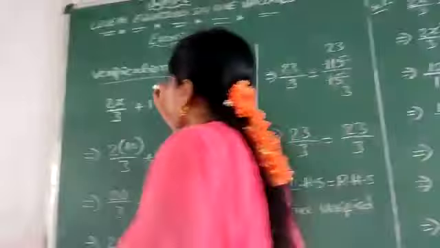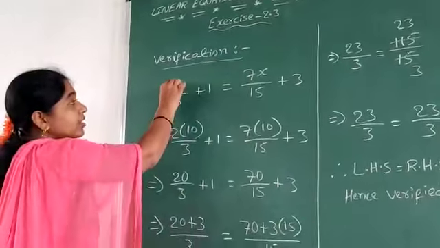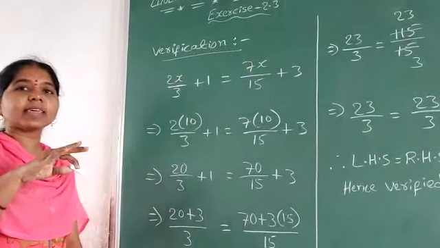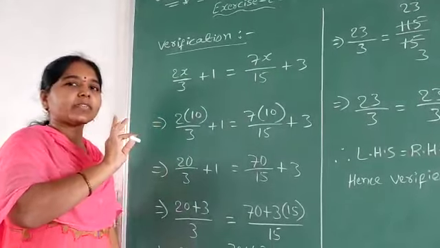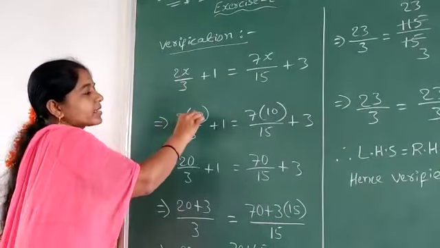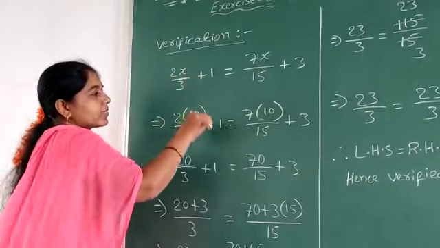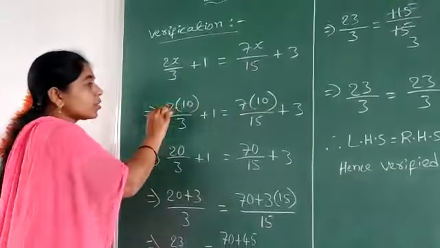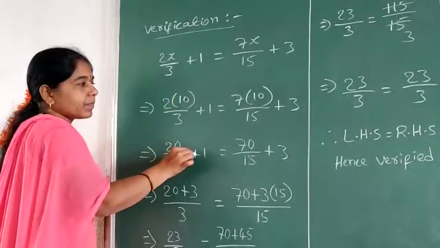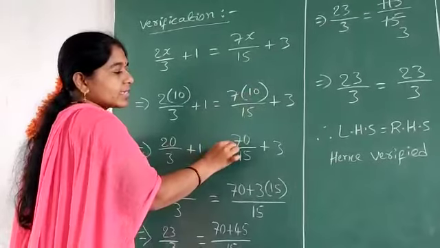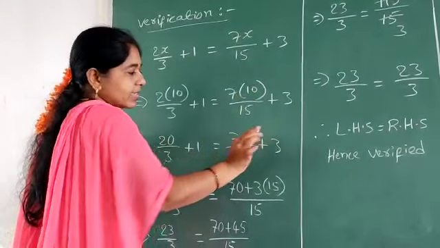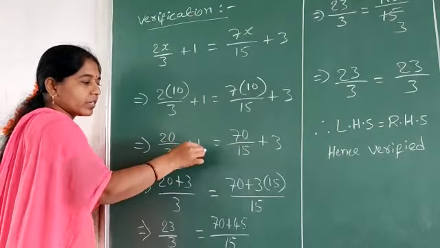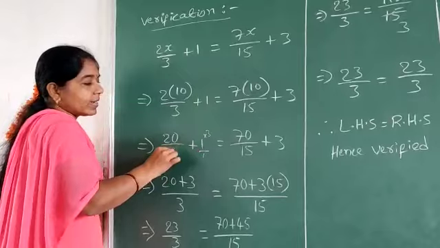Verification. Rewrite the question: 2x by 3 plus 1 is equal to 7x by 15 plus 3. Otherwise we can substitute x equal to 10 in the given equation directly. In the place of x, 10: 2 into 10 by 3 plus 1 as it is, equal to 7 into 10 divided by 15 plus 3. 2 tens are 20 divided by 3 plus 1. 7 tens are 70 divided by 15 plus 3. Here 3 1s are 3; if you take the LCM, the denominator 1 will be there, so 1 into 3.